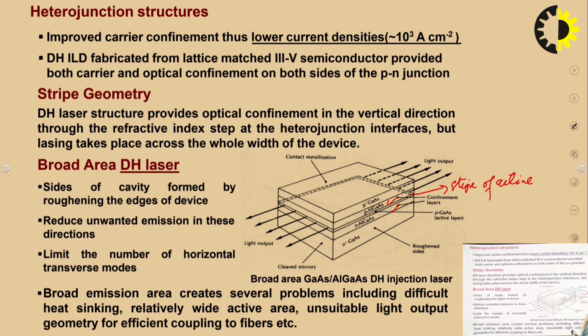It is similar to a PN junction, but where the PN junction has a depletion region, here it is the active region. Next is the broad area double heterojunction laser. Broad area has an advantage over stripe geometry. In stripe geometry, the laser light comes from the whole stripe, but in broad area we have light from the broad area. So it is also not so good as compared to stripe geometry.